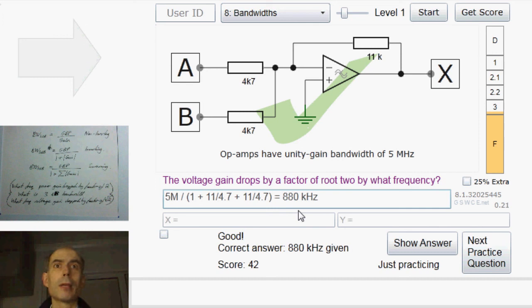Right, I think that's all the types of questions you get at level 1. Shouldn't be too bad.